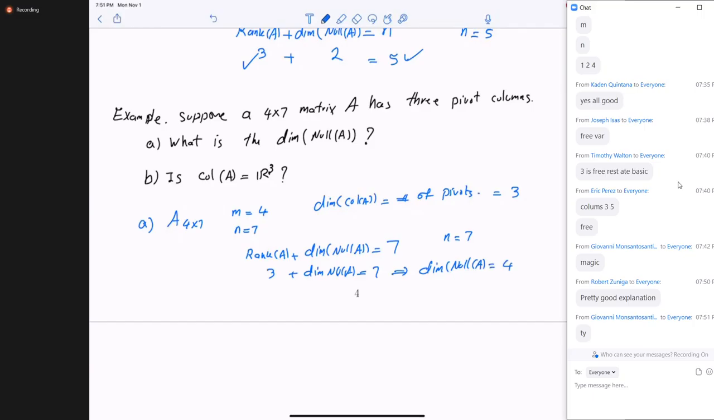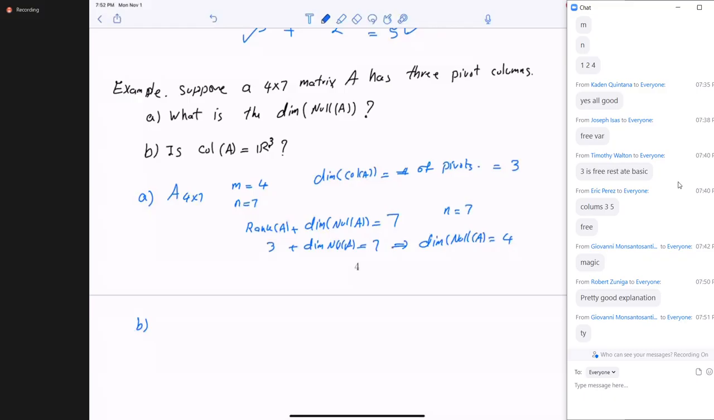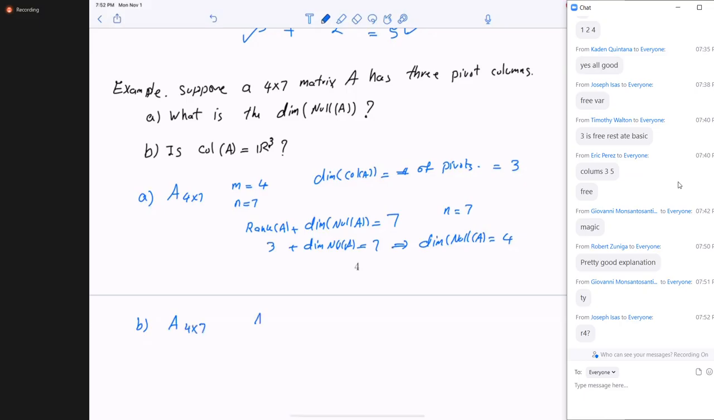Anybody else wants to explain part B? Is the column space R3? Yes or no? And explain. Right, not a problem, I will explain that. So part B, the column space of A is R3. You remember, because A is a 4 times 7, the column space is in R4. Joseph, is that true or false? Is the column space R3? Yes, it's R4, not all of R4, but it's a subset of R4, you're right, perfect.